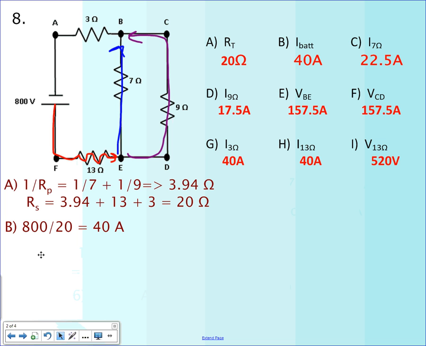So for part C, the current that goes through the 7 ohm resistor, our blue path in here, because that is part of the parallel path, it's going to be less than the 40 amps. But we know the current that goes down the blue path and the purple path, they have to add up to 40 amps. Well, there's a couple different ways that you could find it.